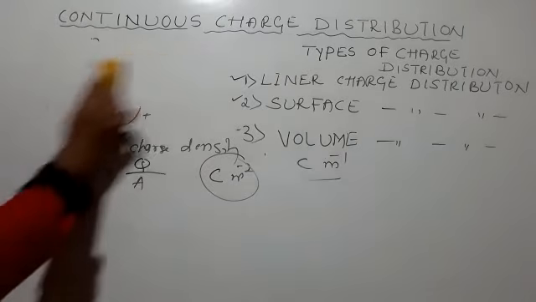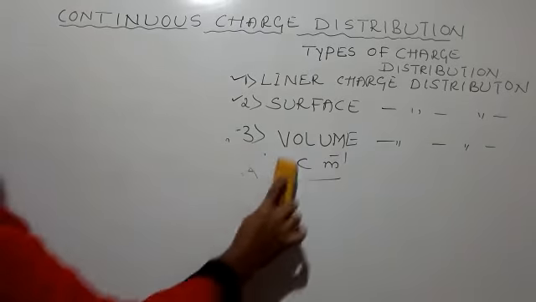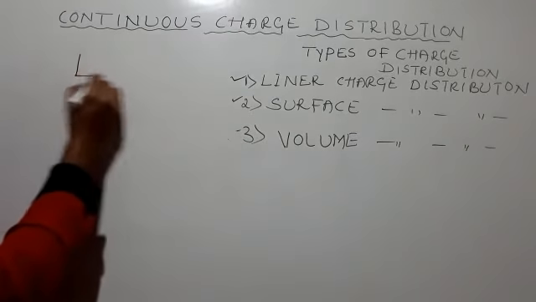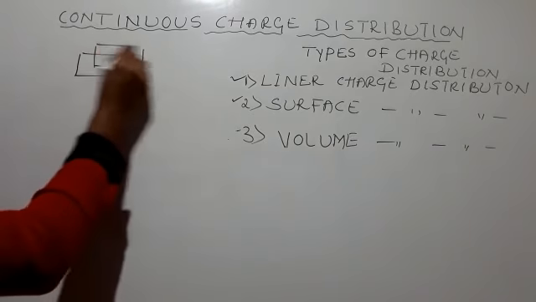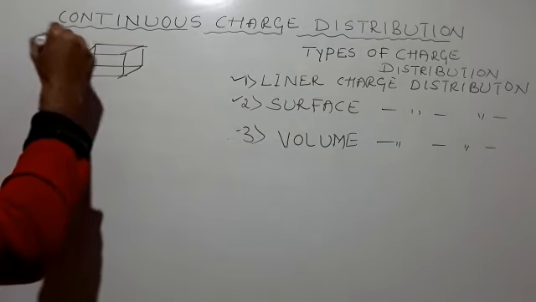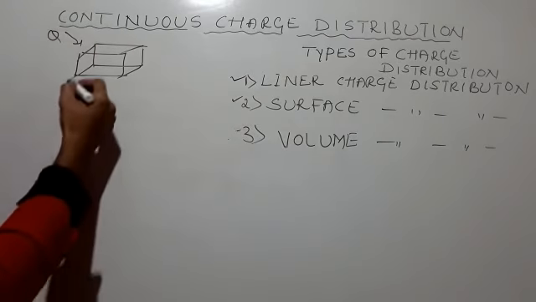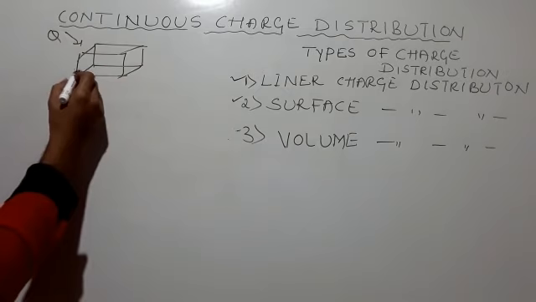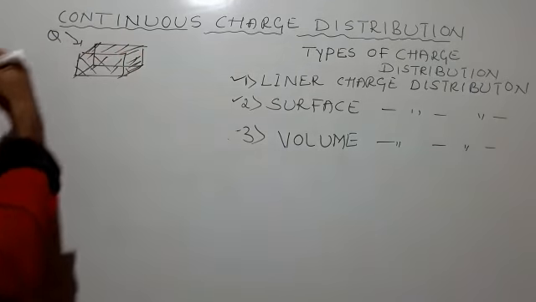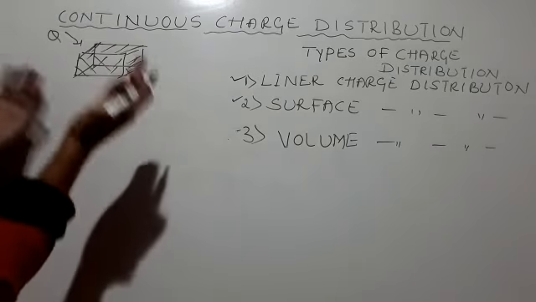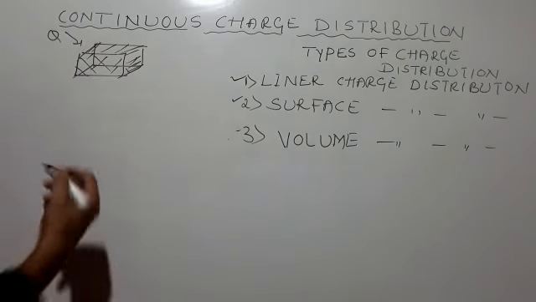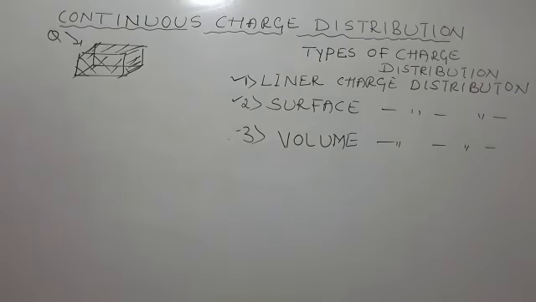Then next one, that is volume charge distribution. So for example, if I have a conductor like this, and a charge of Q is given to the conductor, then it is distributed over the whole volume of the conductor. Okay, such a distribution is called the volume charge distribution.